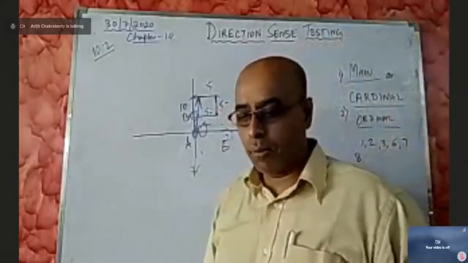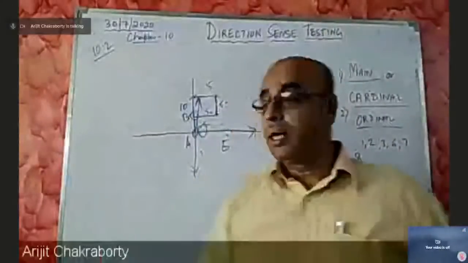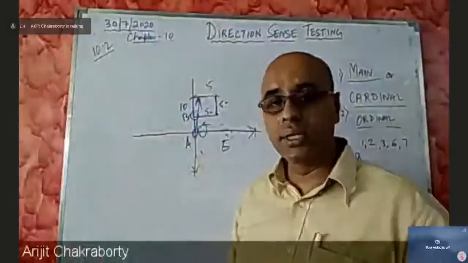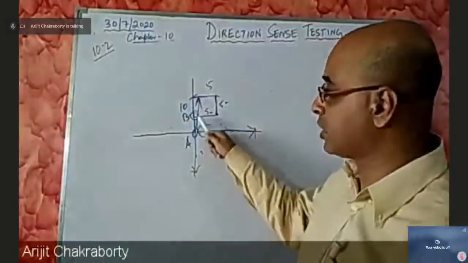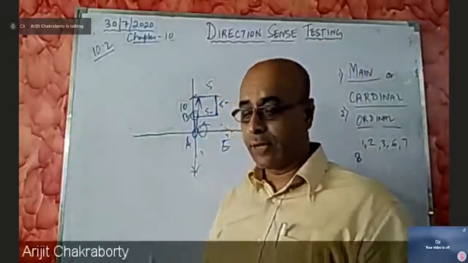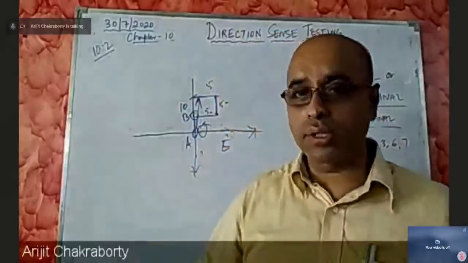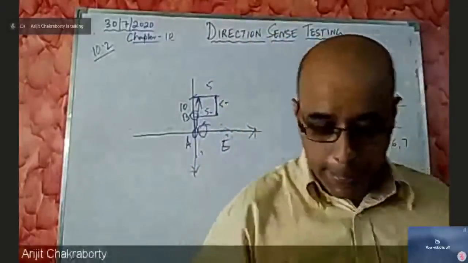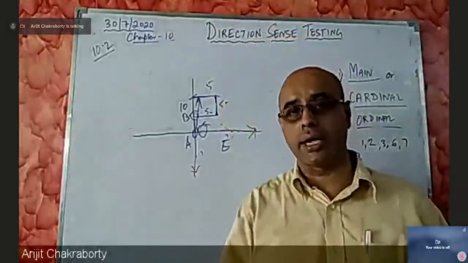Now, point B, the question is, in which direction is he compared to his original point? His original position was A, and his new position is B. So B is towards the north of A. Therefore the answer is north. Question number 8. I'm sure you have got it, and no problems with this. You are clear in understanding.